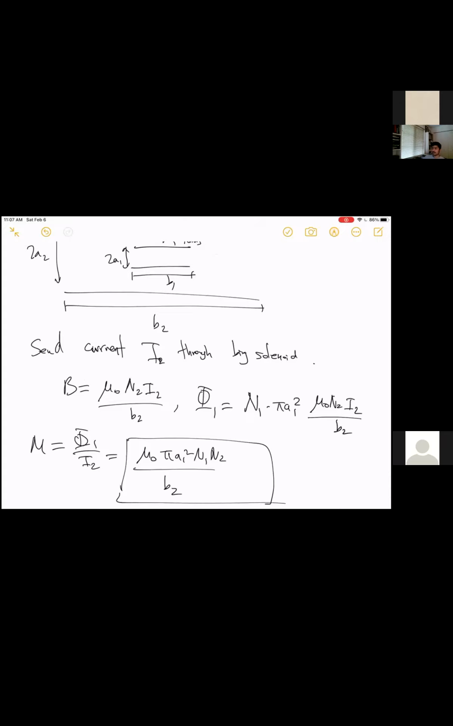Okay, so here's a question for everybody. I told you that mutual inductance is symmetric, right? So how come this formula is asymmetric if I swap 1 and 2? It has an A1 squared and a B2, but there's no A2 squared and no B1. How can mutual inductance be symmetric if the formula I just wrote down is non-symmetric?